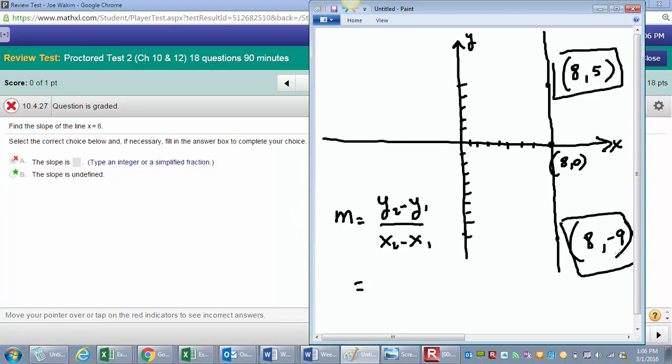What is 5 minus negative 9? That would be the change in y. And 8 minus 8, 0. Okay, 5 minus negative 9 would be plus, so 9 plus 5 is 14. And 8 minus 8 would be 0, and that's undefined. So the slope is going to be undefined.